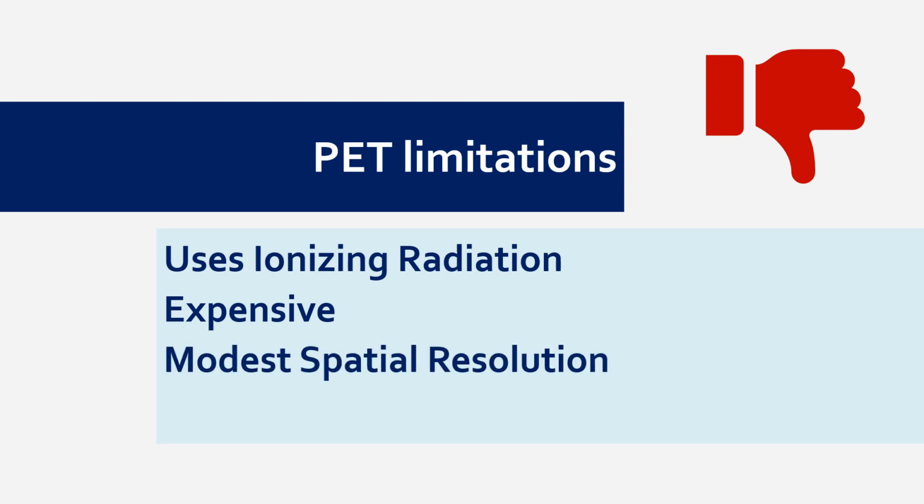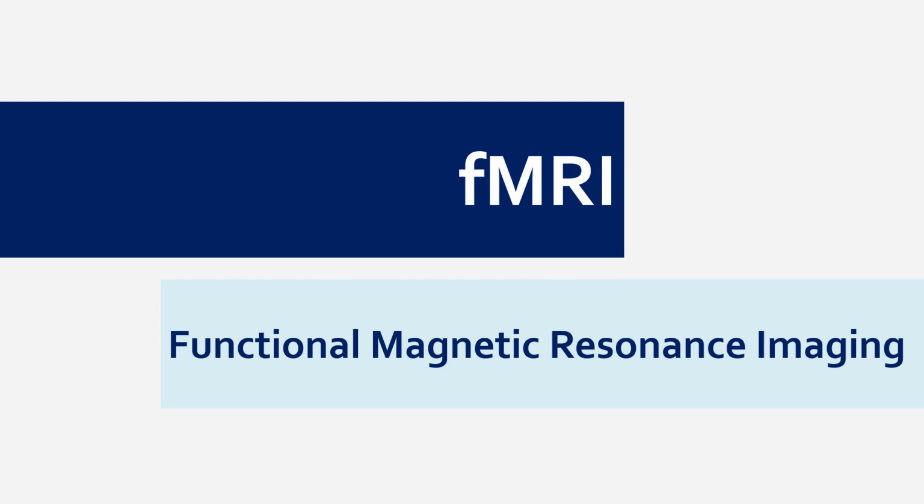PET only has a modest spatial resolution, and you saw that on the images that I showed you. They're quite blurry, even though they do give us gross aggregate differences. And again, it only provides a snapshot in time. We're now going to move on to talk about functional magnetic resonance imaging, more commonly known as fMRI.